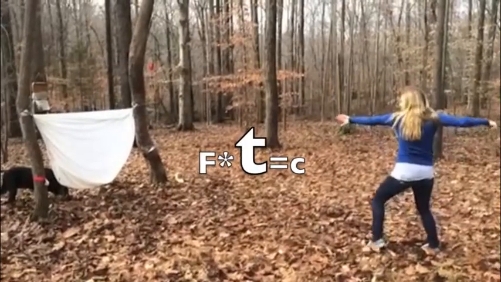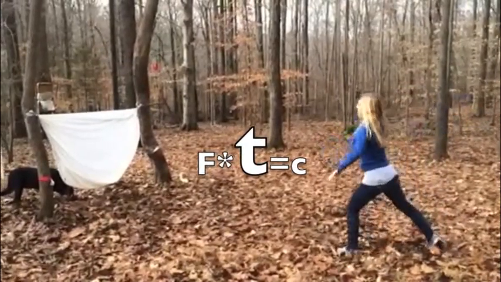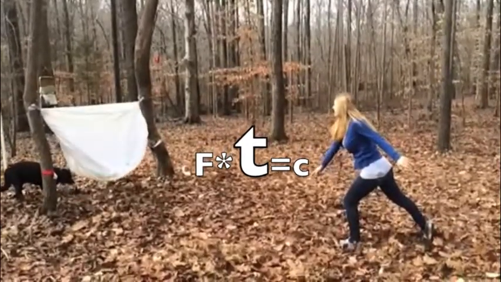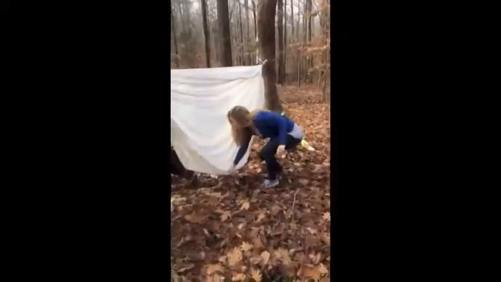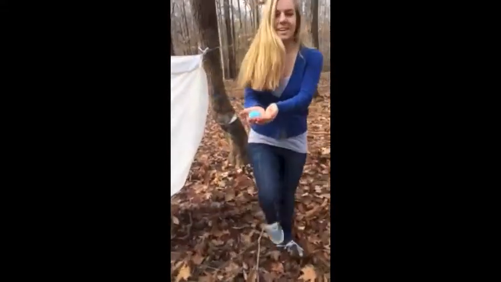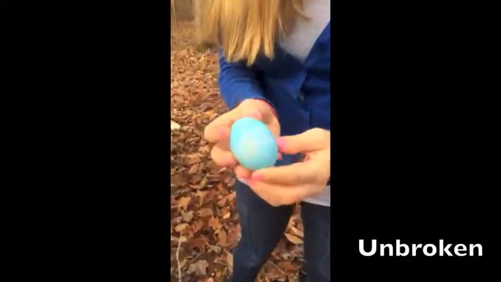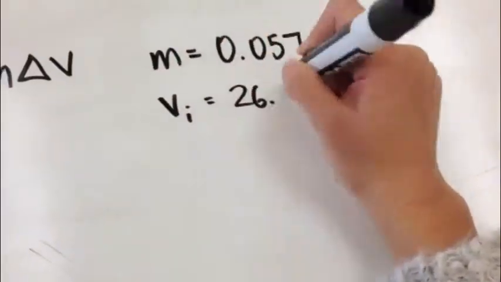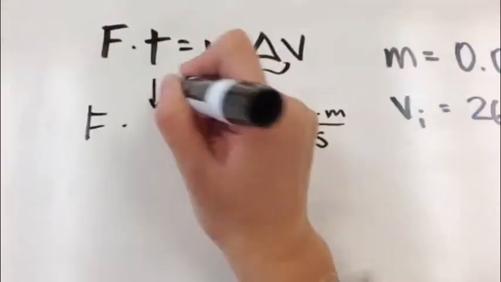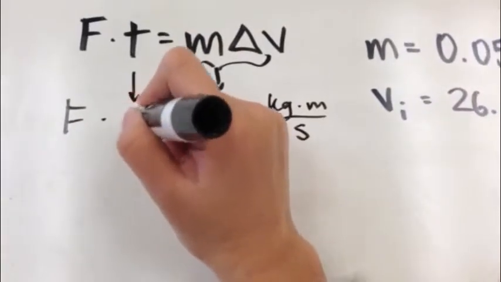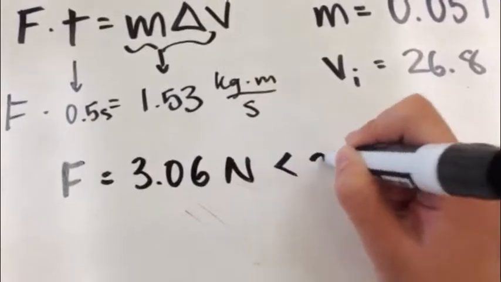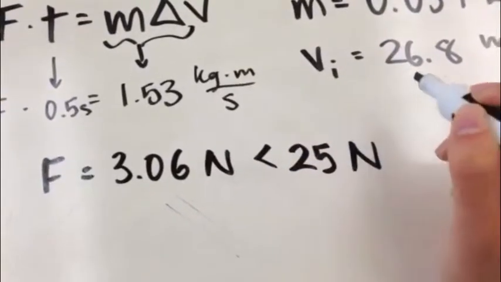In the first experiment, the time it takes the sheet to slow the egg down is very large, meaning that the average force exerted on the egg by the sheet must be small. Therefore, the egg will not break, because that small force is smaller than the average force it takes to break the egg. Let's try this with some numbers. We used the impulse-momentum equation and researched average values for mass and velocity. But the time in this equation is going to be really big, about 0.5 seconds. You get force equals 3.06 newtons, which is a lot smaller than the 25 newtons required to break the egg.